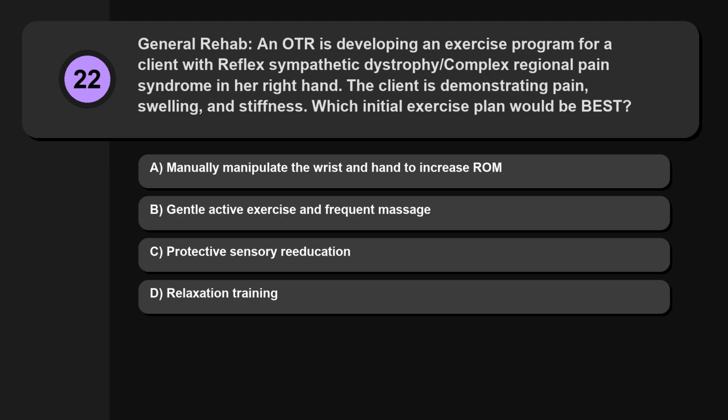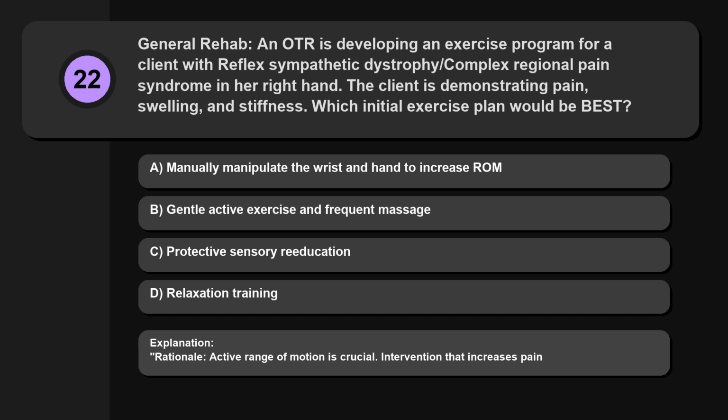Question 22. General rehab. An OT is developing an exercise program for a client with reflex sympathetic dystrophy/complex regional pain syndrome in her right hand. The client is demonstrating pain, swelling, and stiffness. Which initial exercise plan would be best? Option A. Manually manipulate the wrist and hand to increase ROM. Option B. Gentle active exercise and frequent massage. Option C. Protective sensory re-education. Option D. Relaxation training.